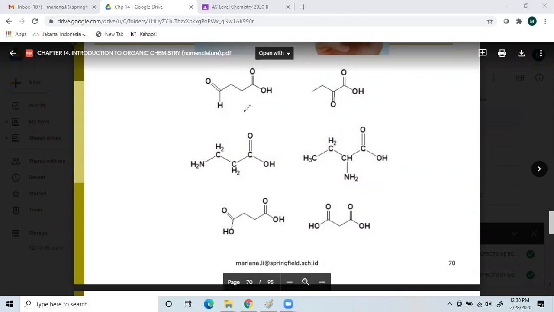Okay, let's discuss the answer. COOH has the higher priority compared to the aldehyde, so this should be 1, 2, 3, 4. So the name would be butanoic acid. But for the fourth carbon, there's an aldehyde group, so this will be 4-oxobutanoic acid. Yeah. How about this? For ketone, C=O, so same. So 2-oxobutanoic acid.